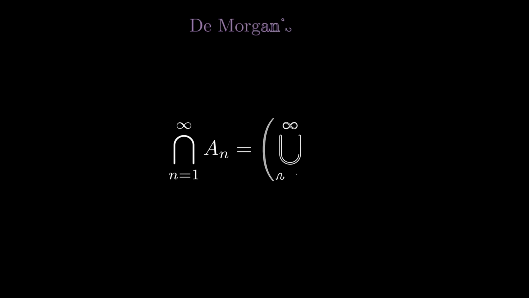From these axioms, De Morgan's laws imply that F is also closed under countable intersections. This symmetry ensures that the logical connectives and, or, and not are universally valid within the system.